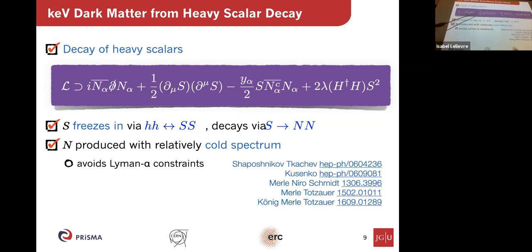There is, of course, the kinetic term for both particle species. There is the unavoidable scalar quartic coupling, and there is the Yukawa coupling between the scalar and the sterile neutrino. So the idea is that the scalar is produced at early times via freeze-in through the scalar quartic, which is here at the end of the Lagrangian, and then eventually decays into sterile neutrinos. Now one can show that this produces the sterile neutrinos with a relatively cold spectrum. And this in particular helps evade the structure formation constraints, for instance, the constraint from Lyman alpha data.